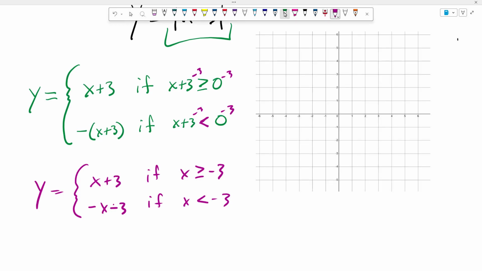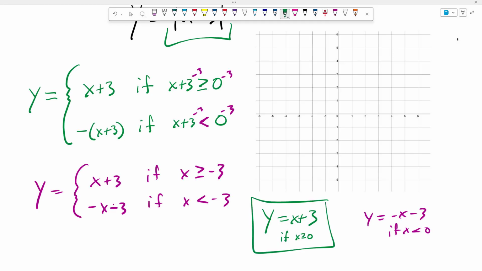So now we got two different equations. One is y equals x plus 3 only if x is greater than or equal to 0. And we got y is negative x minus 3 if x is less than 0. Okay, this is a linear equation with the y-intercept of 3 and a slope of 1.